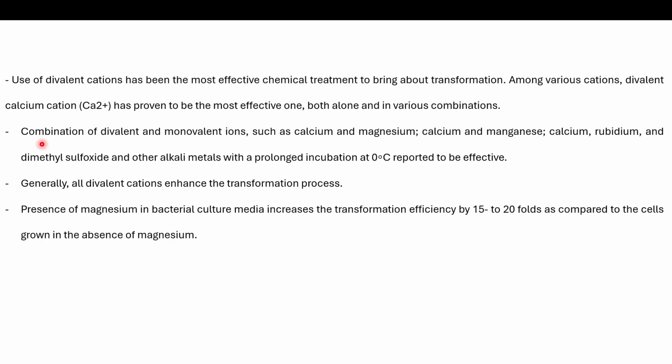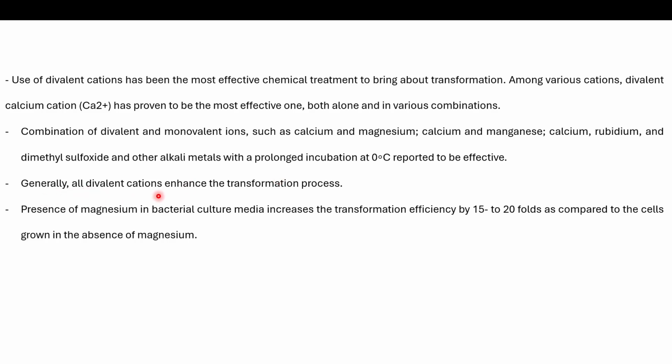magnesium. Combinations of divalent cations have been studied and experimentally verified, and calcium salts are the most effective. Calcium salt treatment of the host cell is the most effective one in making the cells competent. It has also been seen that divalent and monovalent cations, like calcium and magnesium, calcium and manganese, calcium and rubidium, and DMSO, dimethyl sulfoxide, and different alkali metals with a prolonged incubation at 0 degrees Celsius have also been found to be effective in uptake of the DNA by the host cells.